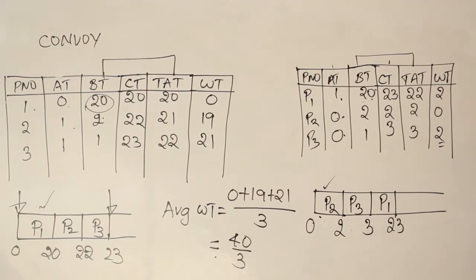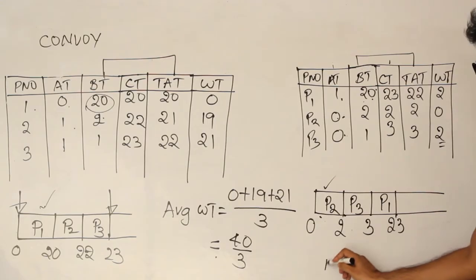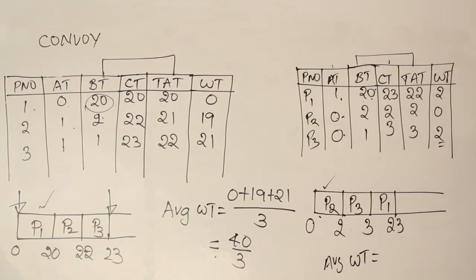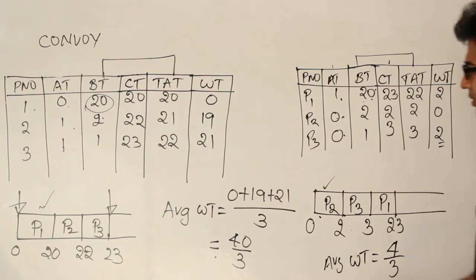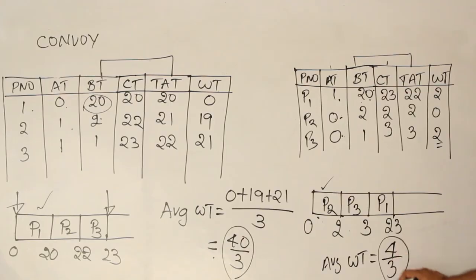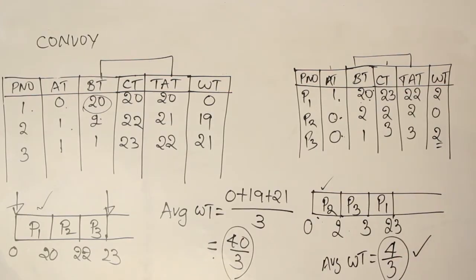Now in this case, what is the average waiting time? If I write the average waiting time, it is 4 by 3. 4 by 3 is the average waiting time, right? So here the average waiting time is 40 by 3. Here the average waiting time is 4 by 3, which means the processes are not waiting for a long time.